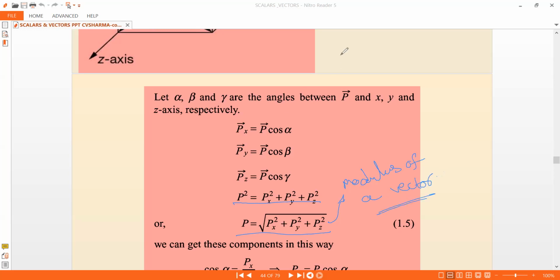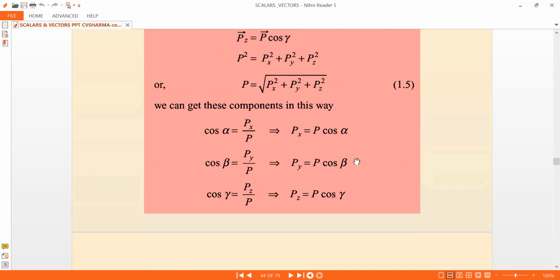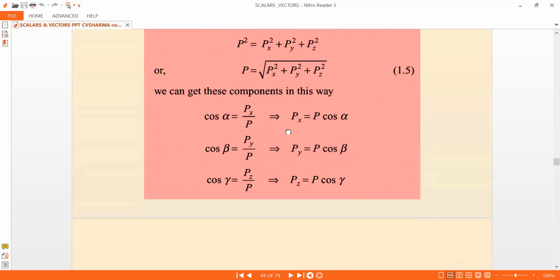So this is called modulus of a vector. Now let us move on. So Px is P cos alpha, Py is P cos beta, and Pz is P cos gamma. I hope you got this.